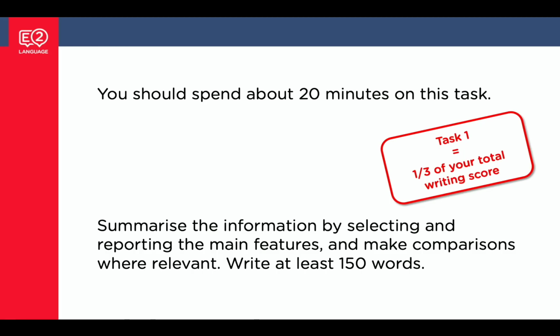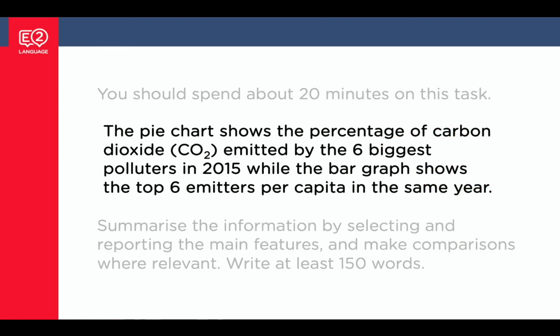So let's have a look at the rubric. The pie chart shows the percentage of carbon dioxide, CO2, emitted by the 6 biggest polluters in 2015, while the bar graph shows the top 6 emitters per capita in the same year. Sounds a little bit complicated, doesn't it?